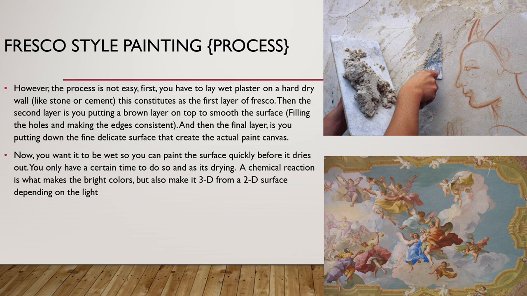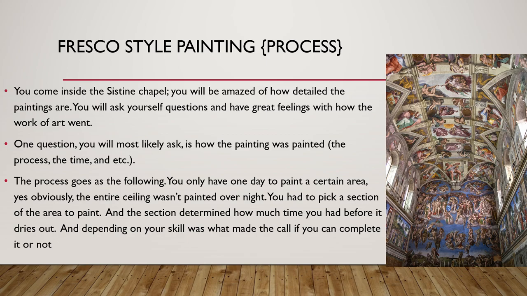So of course, there's no way he got the entire ceiling done within the day. It took him 4 years, obviously. But what he would basically do is take a subsection of this area, which would probably take 15 hours. But plaster probably, I don't know exactly how long plaster takes to dry, maybe 4 to 5 hours. So he had to do it piece by piece by piece.